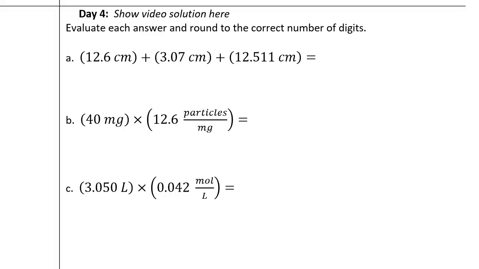Here is the answer for the Day 4 bell work. Evaluate each answer and round to the correct number of digits. In chemistry class, unlike math class, you're not going to be told a certain number of digits to round to. Instead, you have to figure out on your own how many digits to round to.